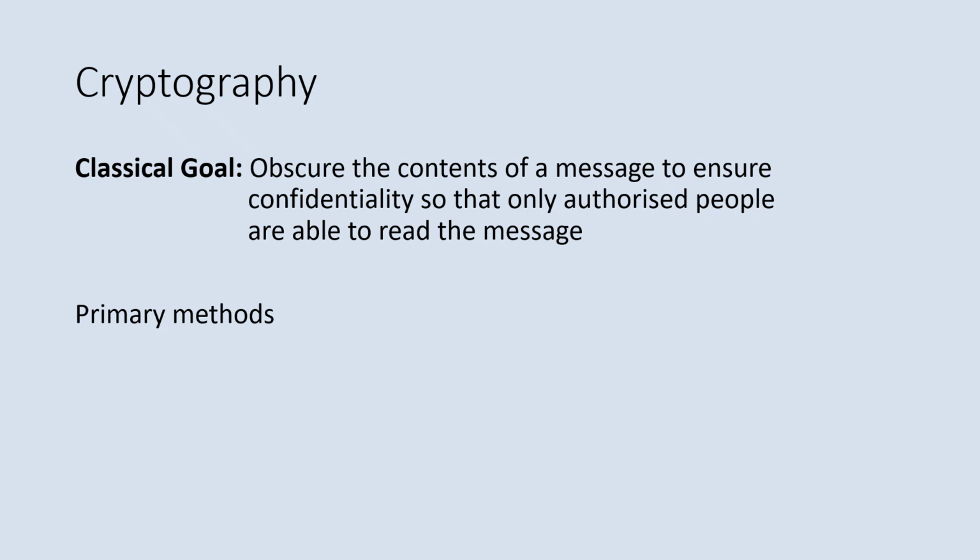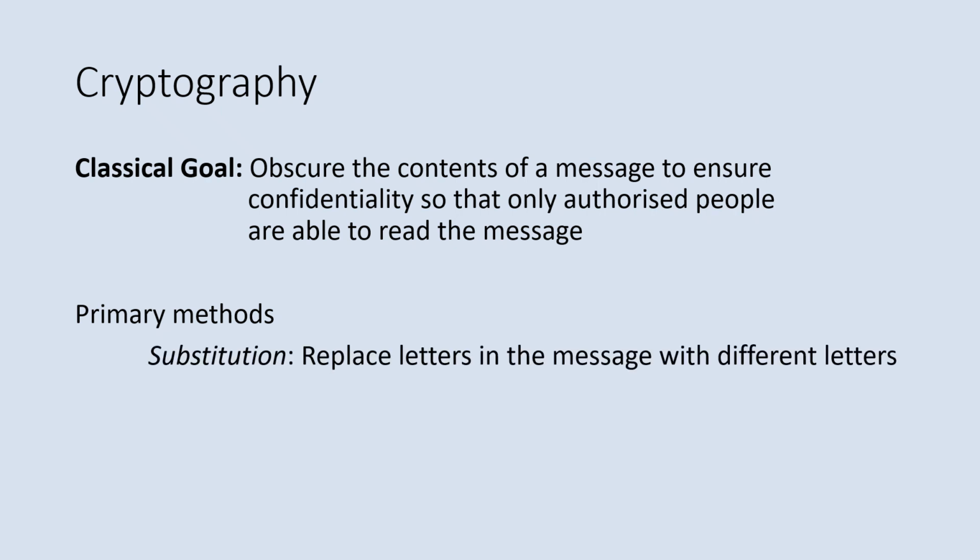But for our purposes, written text being obscured in some way. One way to do this is by the method of substitution, where you have your original written text and you replace letters with different letters. So an A might become something else, a B, whatever it becomes. Each letter being replaced with something else.